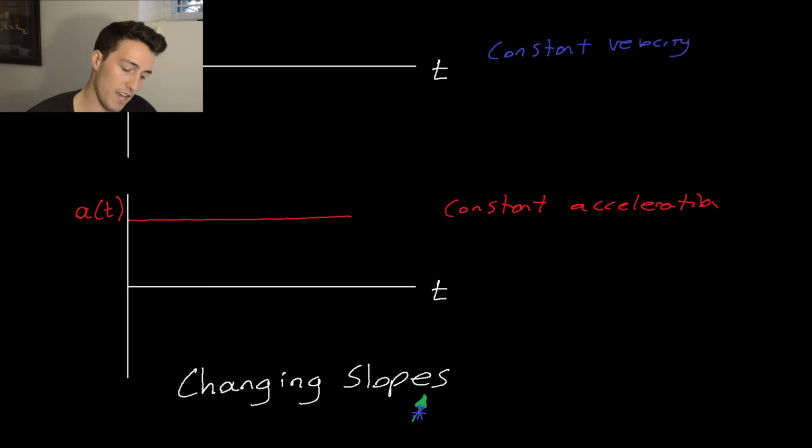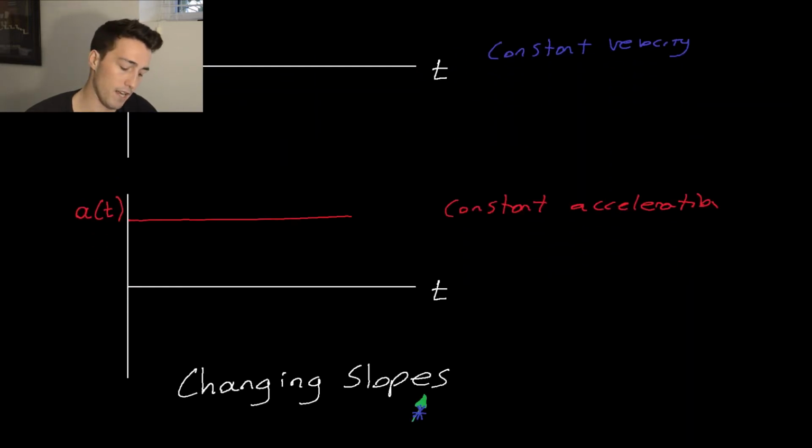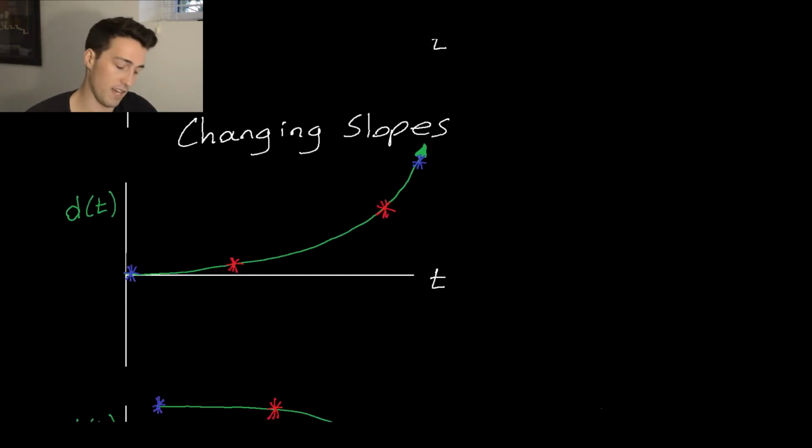Okay, so now that we understand the constant slopes, the zero slopes, now I want to go over changing slopes. And this might get a little tricky, but if we apply the same principles in this tip here, we'll always get the right answer. So here we have a displacement versus time graph. And I've marked 2 points. So we have this beginning point here in blue and this end point.